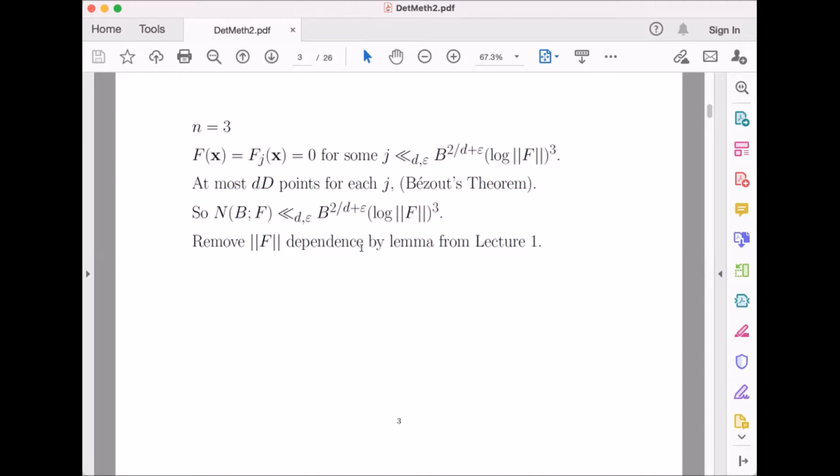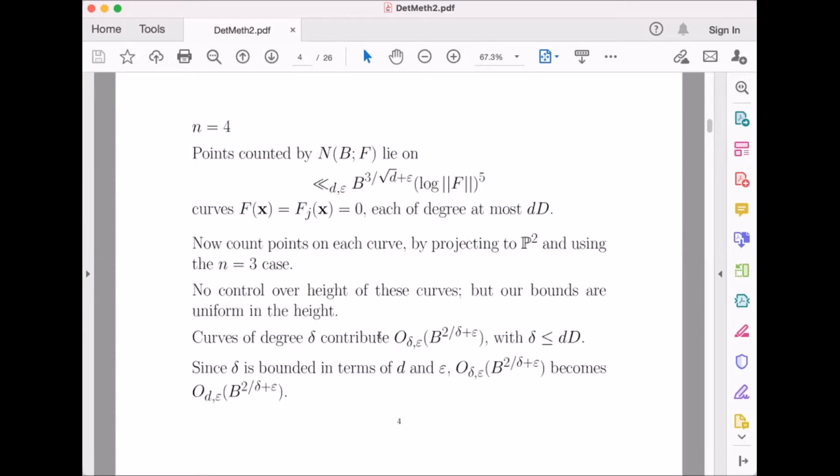And then we can go on to remove the f dependence by that final lemma that I proved last time. So in this instance, n equals 3, you start off with a projective curve in P2. The auxiliary forms say that your points of interest lie on the intersection of f with some other curve. You count the points on each intersection, finite number given by Bezout's theorem, and then you sum these up over the possible values of j. So that works very nicely.